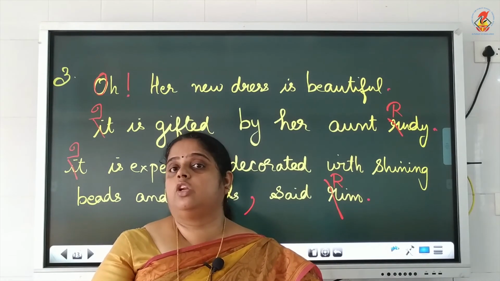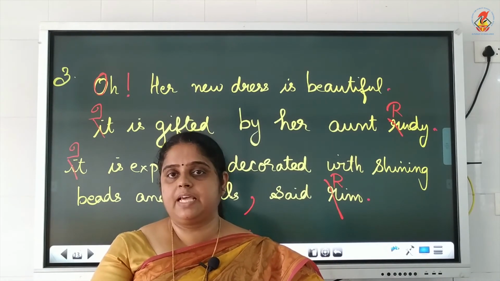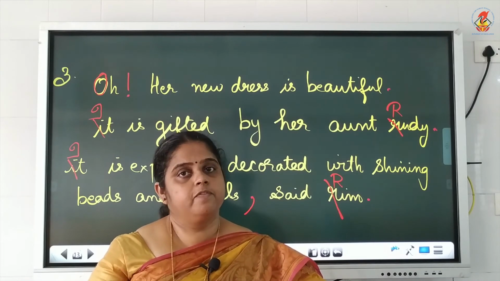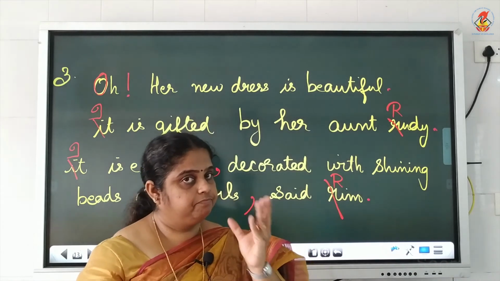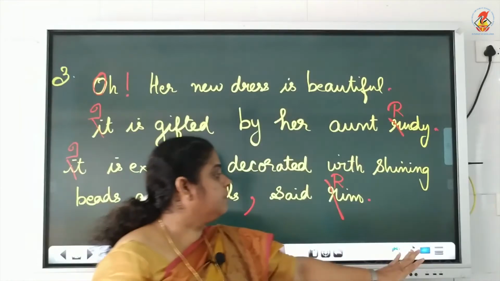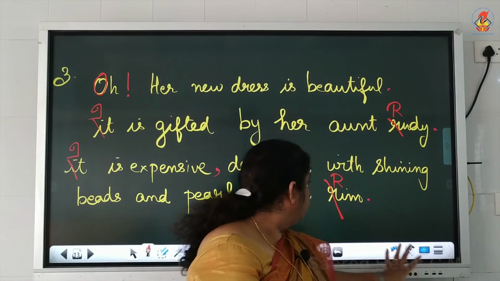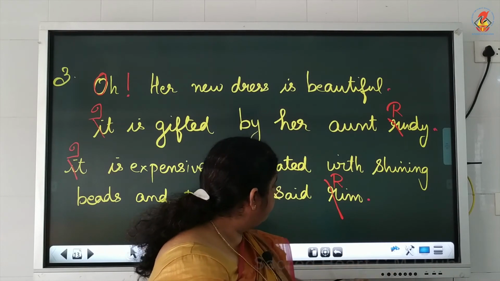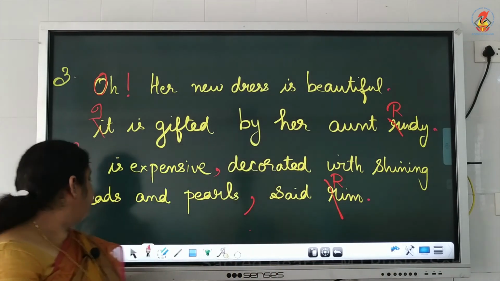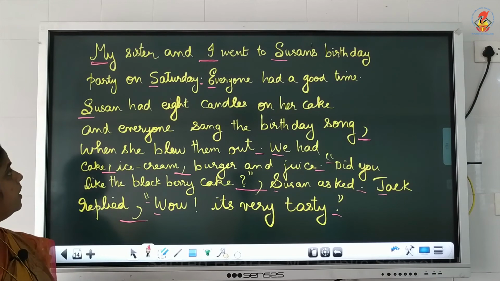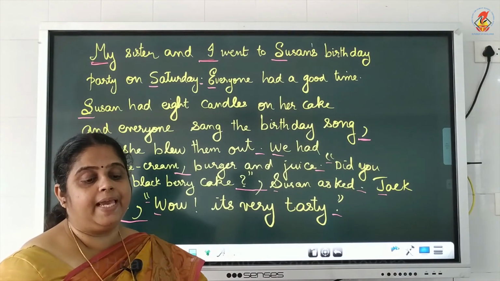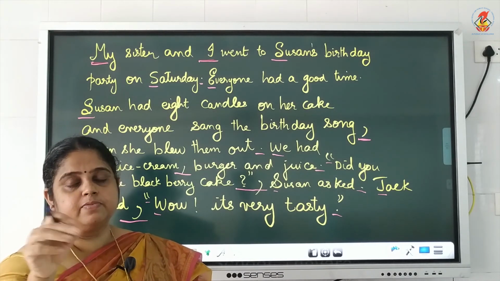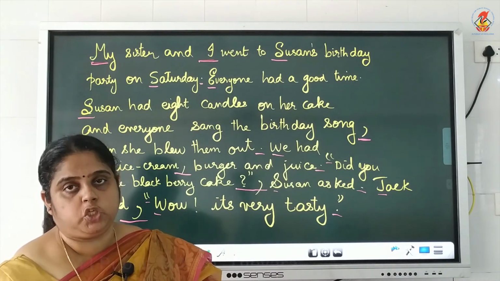But see that use only crayons. Don't use sketch pens and all. It will spoil your worksheet. So, use only the crayons. Then next, you have one more to punctuate. One paragraph, few sentences are given about that picture.